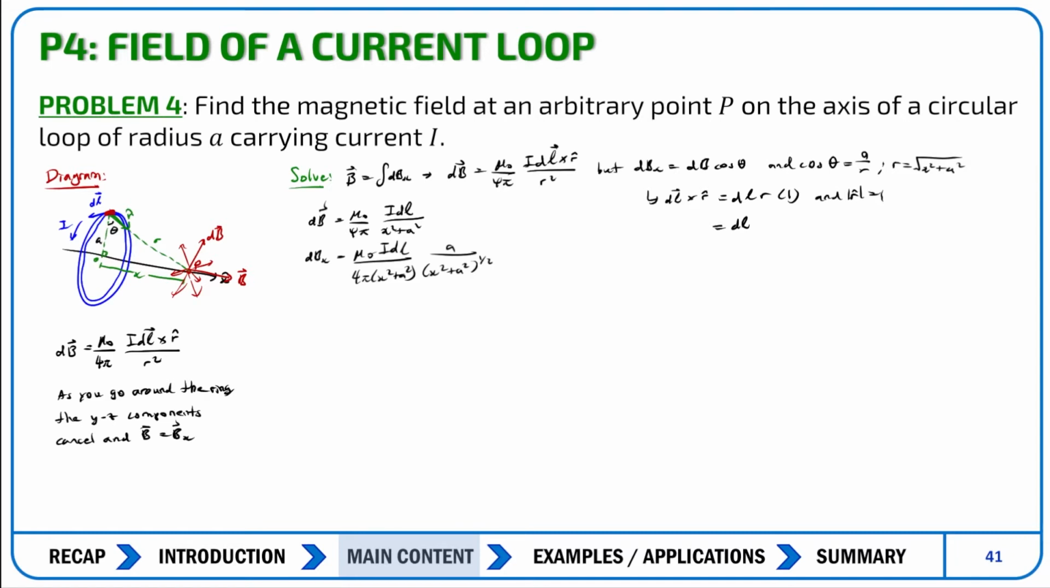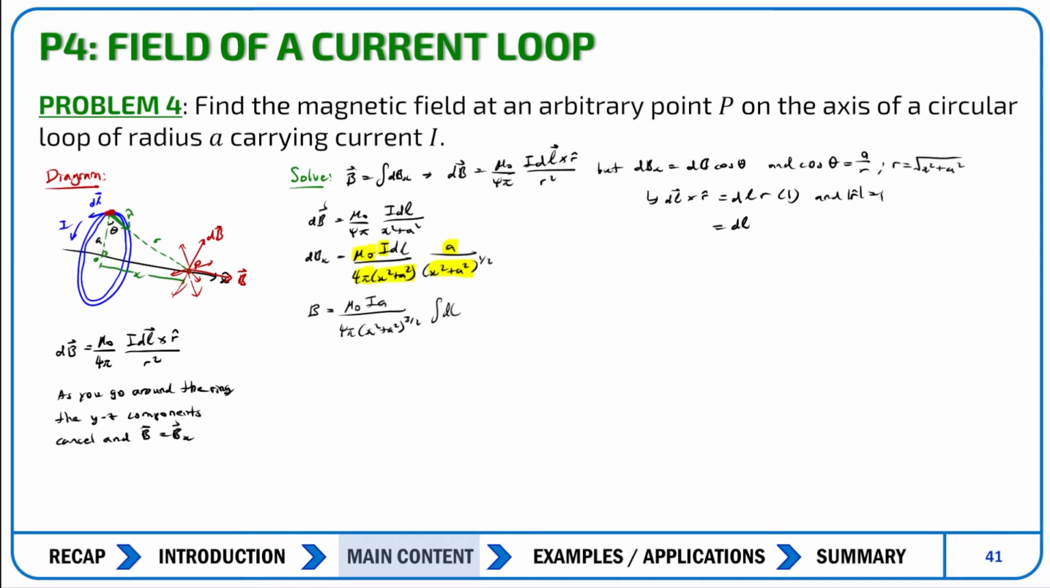So now we can solve. We know B is going to be the integral of dBx. So we can factor out all of the constants, mu naught I over 4 pi. We also know that x is a constant. We know that a is a constant. So these are all constants as well. So at the end, what we have is mu naught I a over 4 pi (x squared plus a squared) to the power of 3 over 2 times the integral of dl. And dl is the length of the ring.